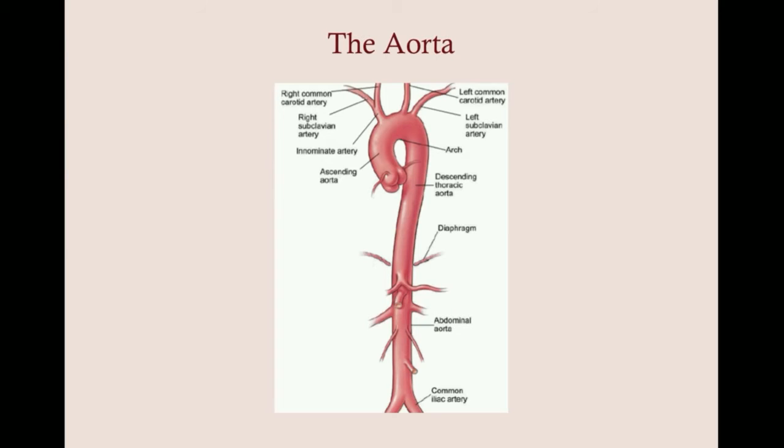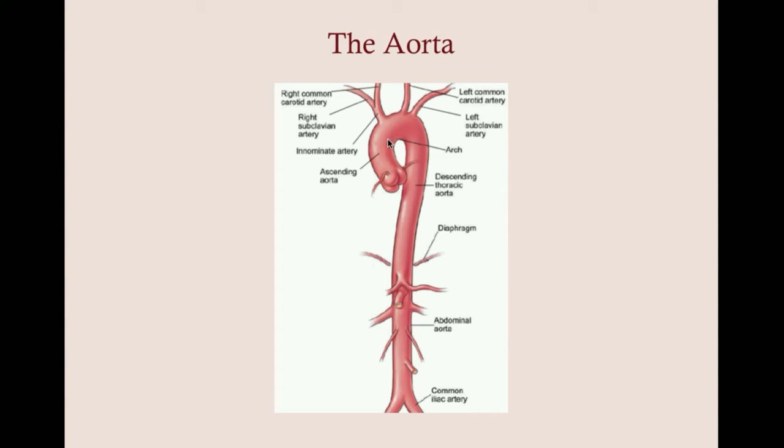Just reminding ourselves about the anatomy of the aorta. This is obviously a dissected aorta. The aorta starts with the aortic valve coming off of the left ventricle. That would be right here. We have a brief ascending portion before we have the arch of the aorta.